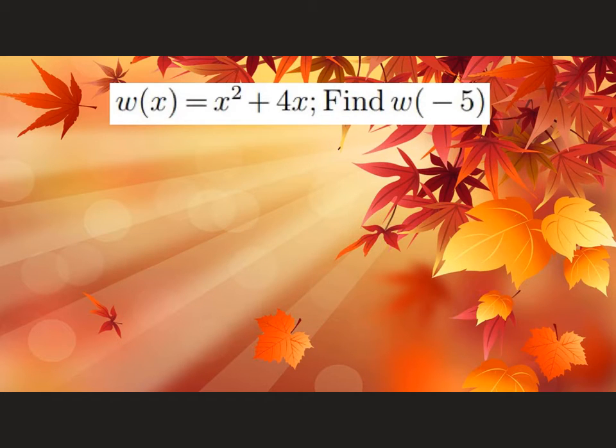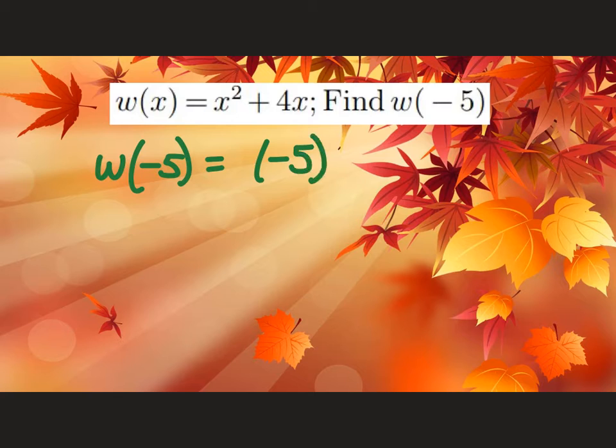Okay, here's one. X squared plus 4x. So in this case, we're substituting a negative 5. So we got to be careful. This is what I was talking about with the integers. Negative 5 is going to stay in parentheses, and we're squaring it as a negative. So this will be negative 5 squared plus 4 times negative 5.